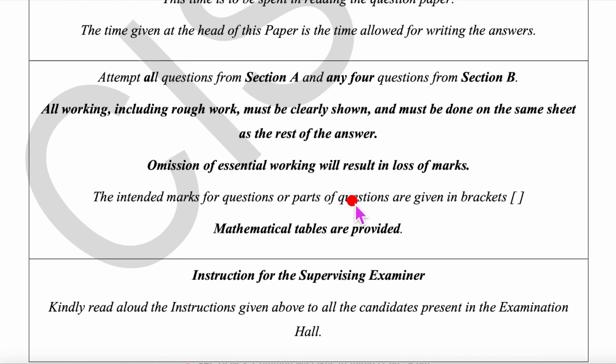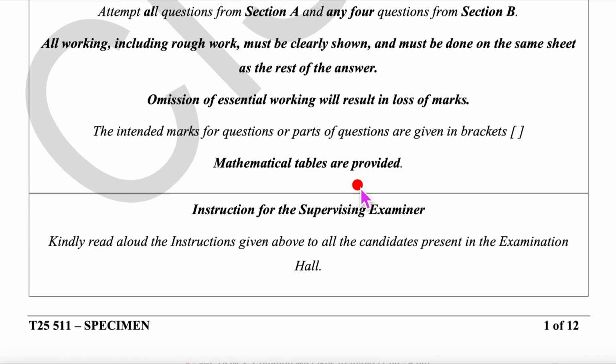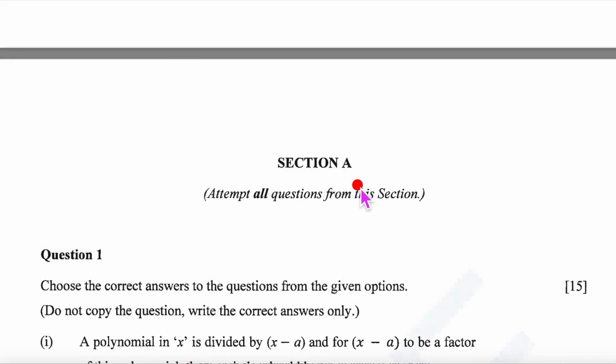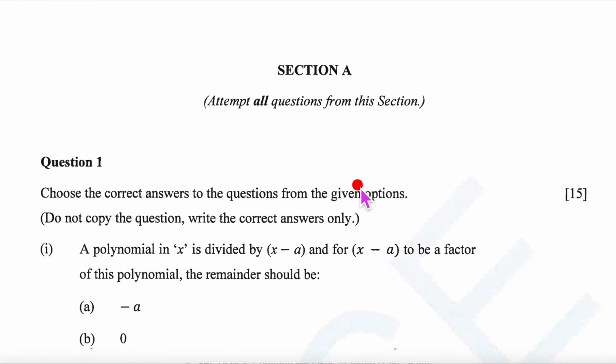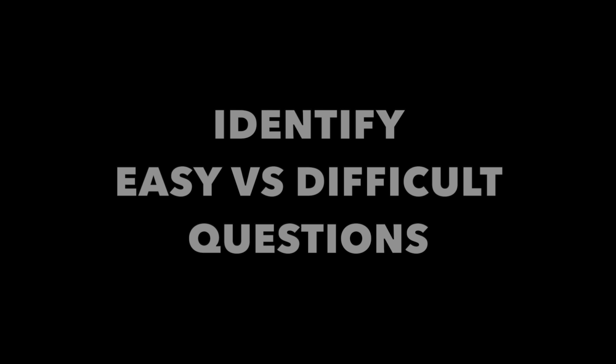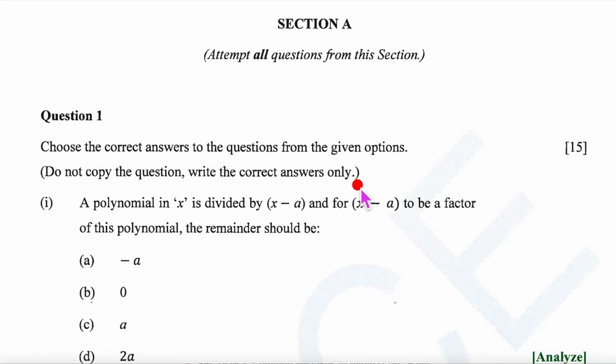But before I explain the strategy to use your reading time effectively, here is what you should not do. Number 1, no panicking. Number 2, no mentally solving questions completely. Number 3, no skipping sections randomly. Okay? And this is what you should do. Number 1, scan the entire paper quickly. Number 2, identify easy versus the difficult questions. Number 3, make a rough strategy. I want you to watch this video till the end to know how to plan your reading time.